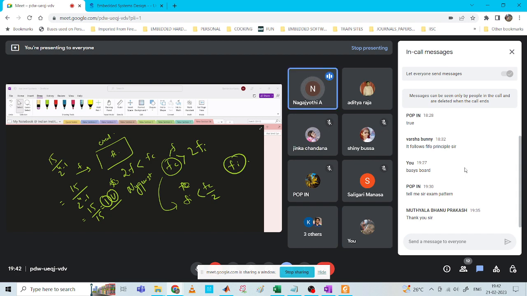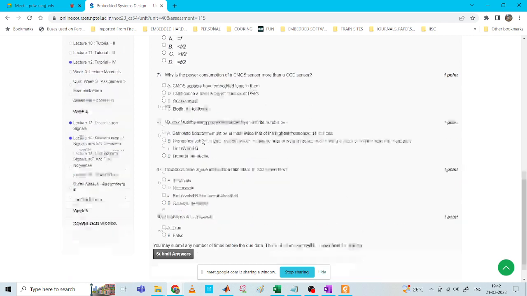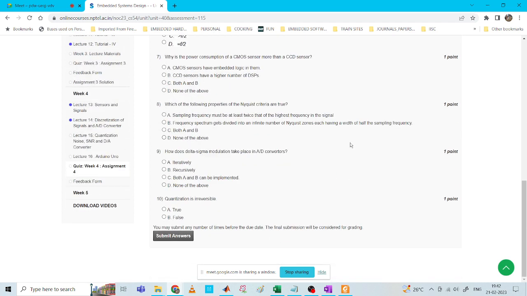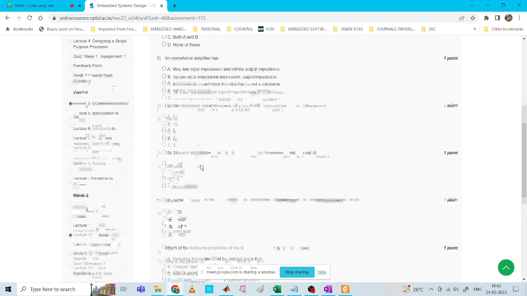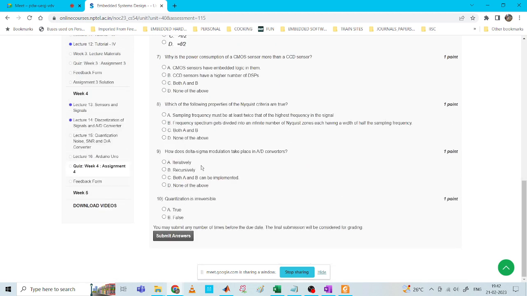Sir, can you explain the 9th one, delta sigma? But again, it's a direct question, no? It means I have to directly tell you the answer. The problem is that if it is a mathematics question, I can give you some hint, but this is a direct question.